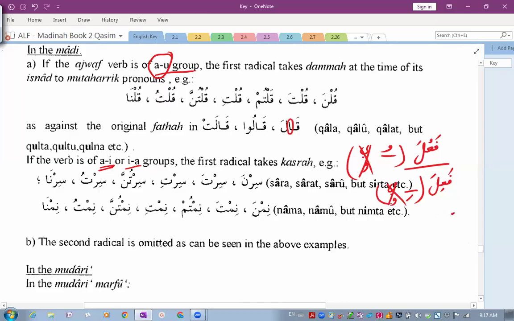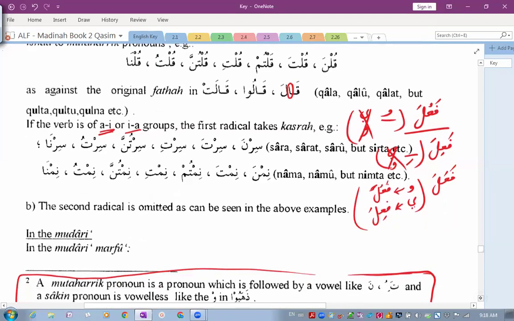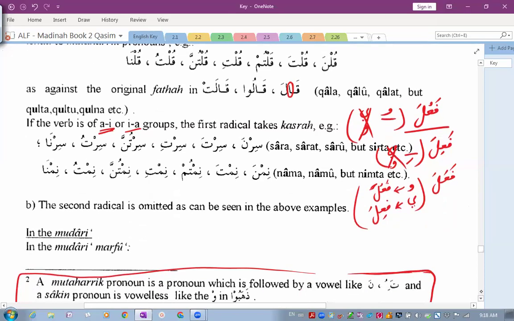The third scenario is fa'ala. What happens if it is wawi? You treat it as fa'ula. And if it is ya'i, you change it to fa'ila, and then you apply the rule of fa'ula and fa'ila. I think that makes it very simple, but either way, if you go with the babs, that's fine too. The result is the same.